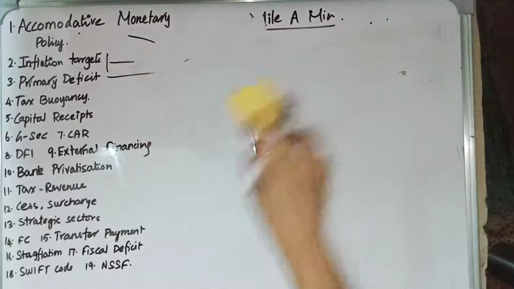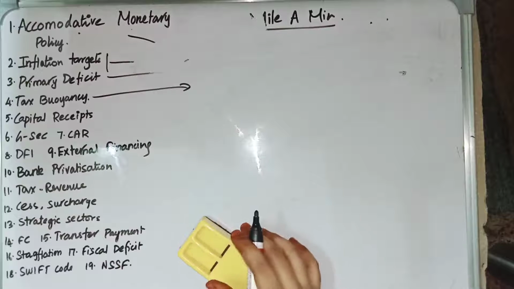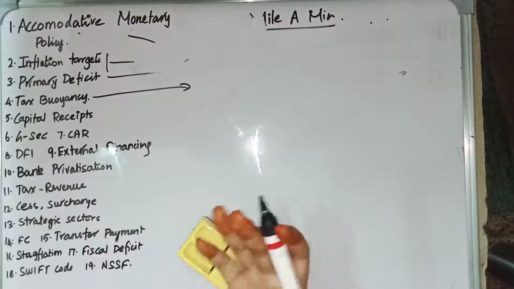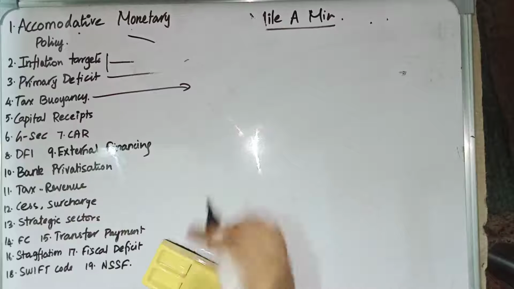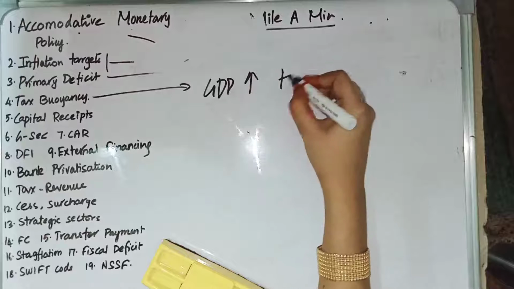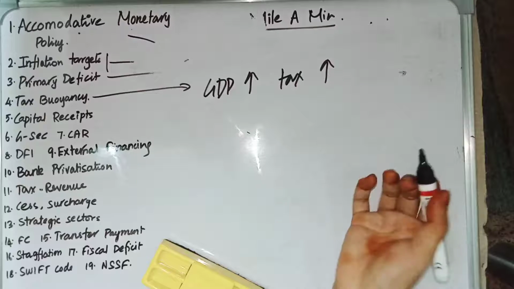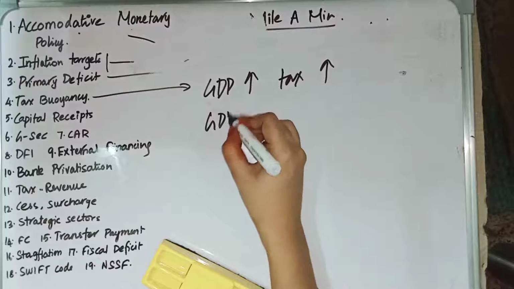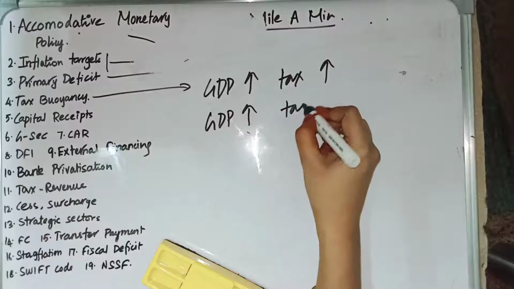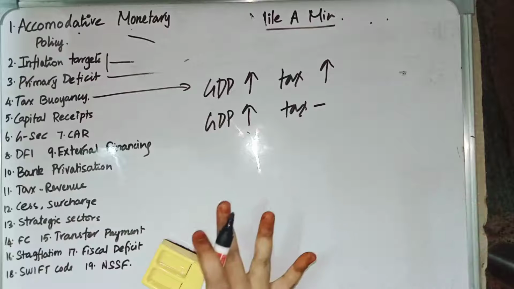Then we have tax buoyancy. Tax buoyancy is nothing but this: if there is an increase in GDP, then there will generally be an increase in tax collection. If GDP has increased and the tax revenue has also increased, then it means there is good tax buoyancy. But if there is GDP growth but no tax increase, then it is called bad tax buoyancy. This is tax buoyancy.